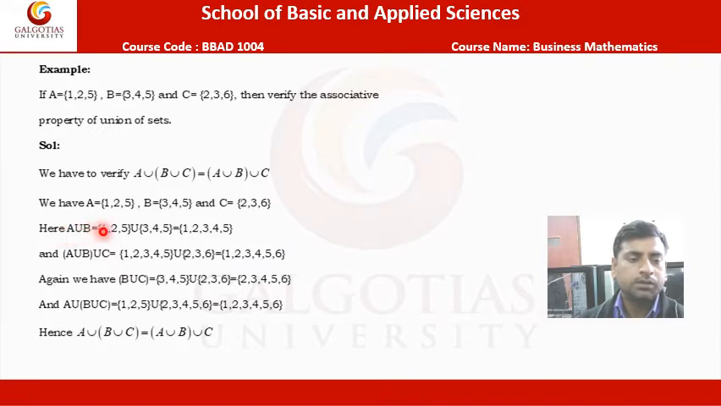So here A union B will contain all the elements of A and all the elements of B, and the repeated element, that is 5, will be taken only once. So A union B will contain the elements 1, 2, 3, 4 and 5.